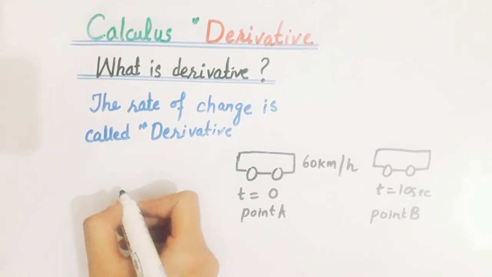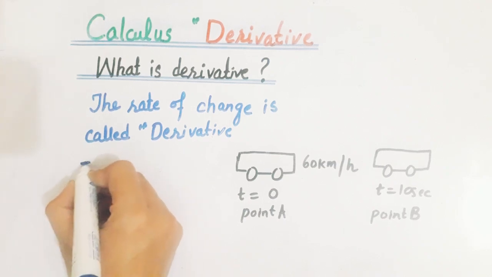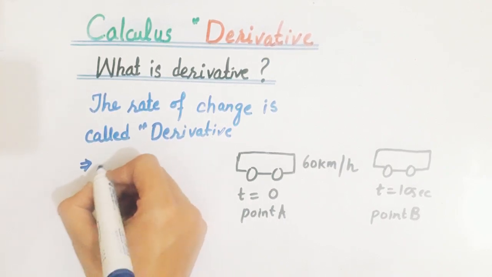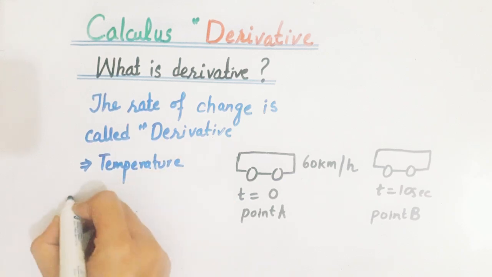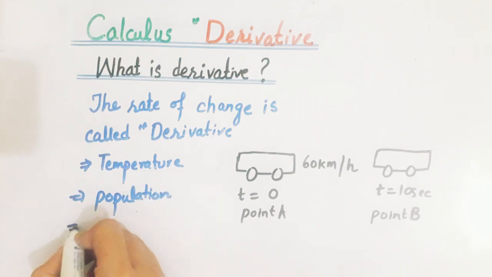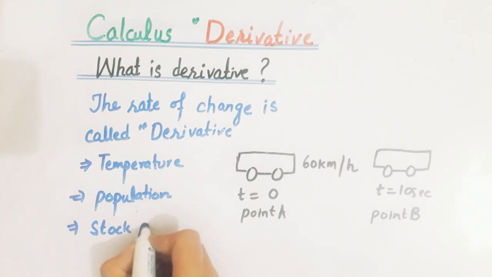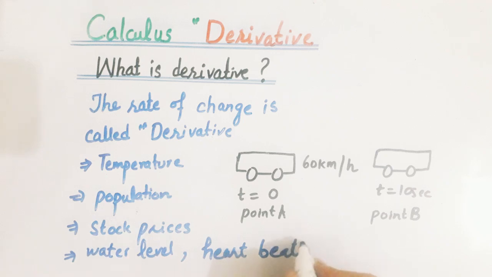Now derivative is not only for the position of cars and buses. Derivatives are used to measure how fast anything changes, like temperature, population, stock prices, water level, and even how your heart beats. This is also measured by derivative.